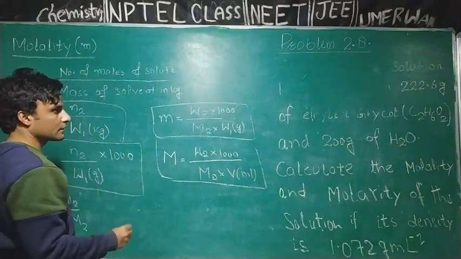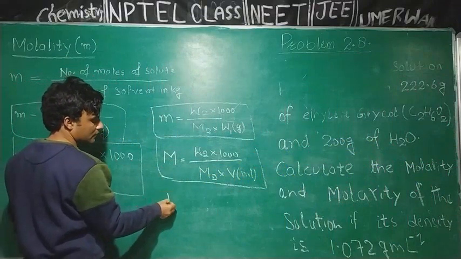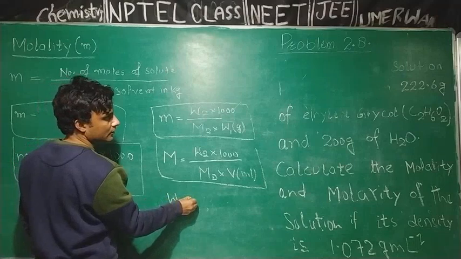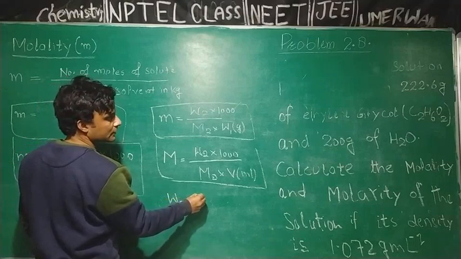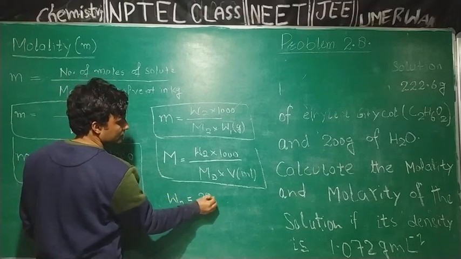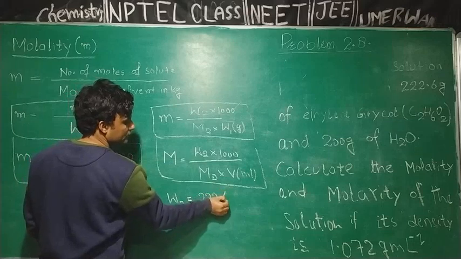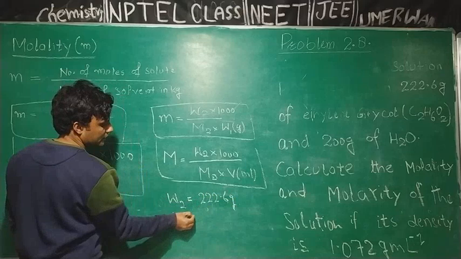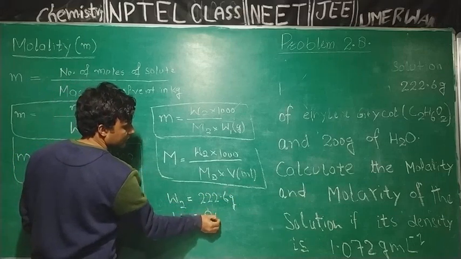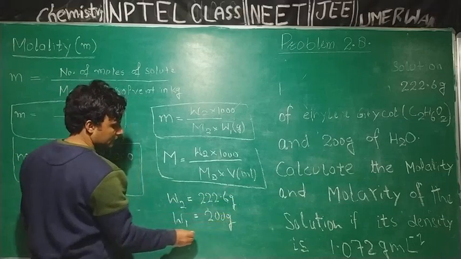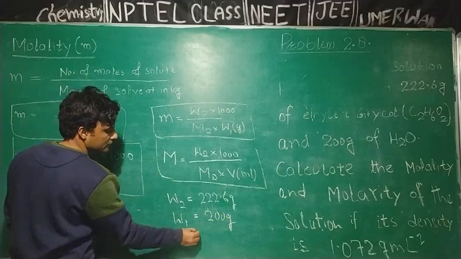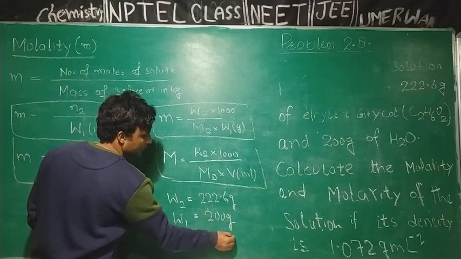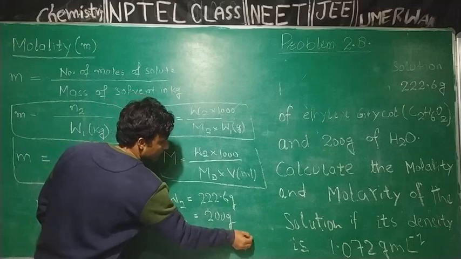Given is the weight of solute ethylene glycol, which is 222.6 gram. The weight of solvent water is also given, equal to 200 gram. The density of solution is also given, 1.072 gram per ml.